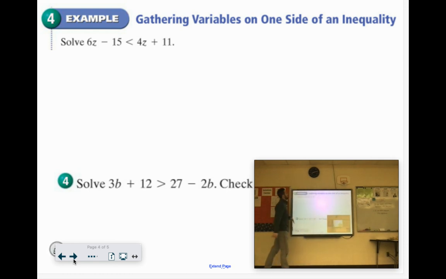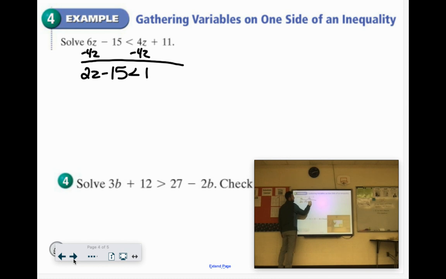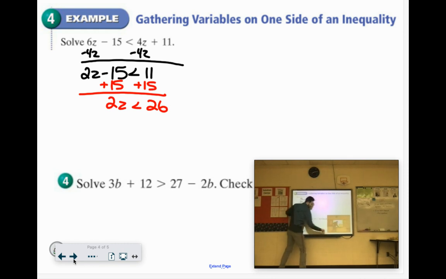Alright, here we go. Oh, we gotta get the variables on the same side. So let's go ahead and subtract 4z from each side. 6z minus 4z is 2z minus 15 is less than 11. How do we get rid of the minus 15? Well, let's add it. How about that? 2z less than 26. 2 times z, so let's divide by 2. Do we need to flip the sign? No. Z less than 13.